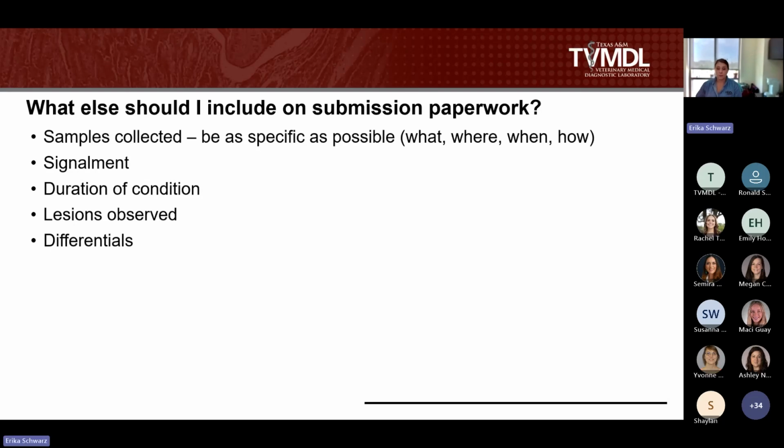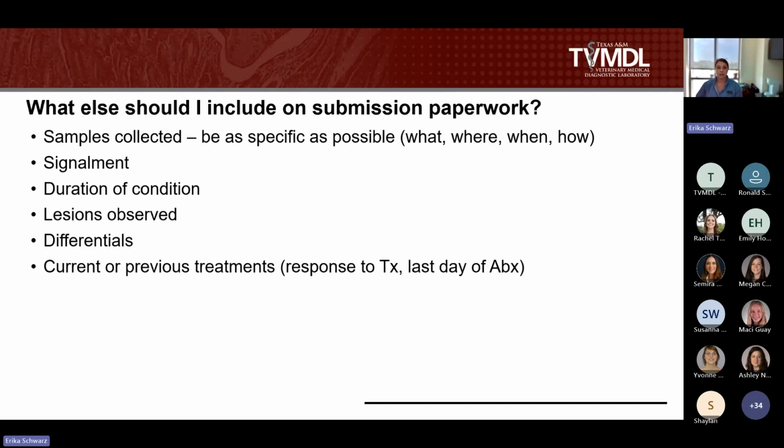Differentials, really, really important. This kind of ties into history, which I'll go into a little bit more in depth on the next slide. But any current or previous treatments, also super important for us to know if the animal has been on antibiotics, if it was off of antibiotics, when was the last day of administration, did it respond to antibiotics? Those are all really good pieces of information for us to have so that we can tailor your culture appropriately. Any other diagnostics that have been performed?